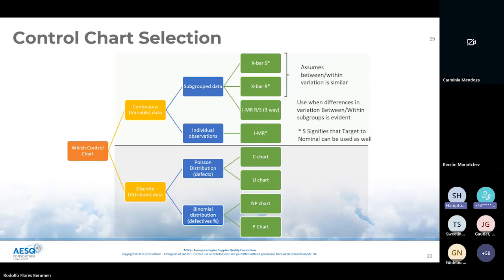And I did put a little asterisk here. There are the target to nominal charts, where you are plotting the difference from your individual value to the target. And you can use that on your IMR, but also in your X bar R and X bar S. And to give you a little bit more information on when to use this, if you can go to the next slide.